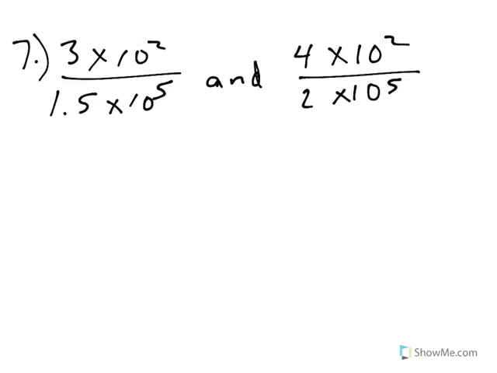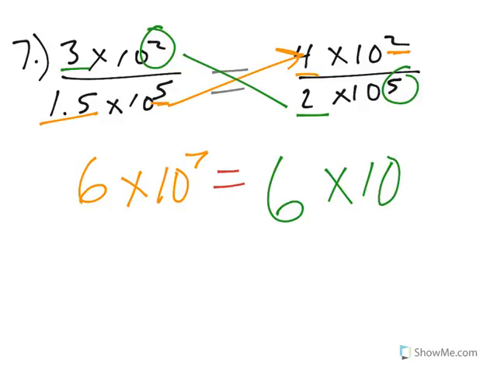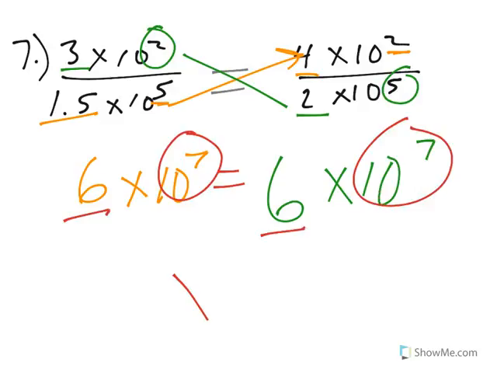Number 7, same concept. Again, I'm going to take out the and make this an equal sign. And then we cross multiply. 1.5 times 4 is 6. Add my exponent, 5 plus 2 is 7. Go the other direction. 2 times 3 is 6. 2 plus 5 is 7. Notice how the 6's match, 10 to the 7th match. So our answer is yes, these are equivalent fractions.